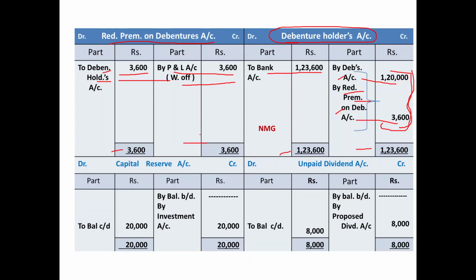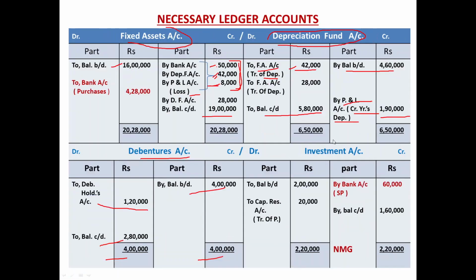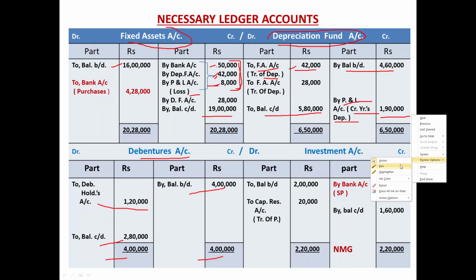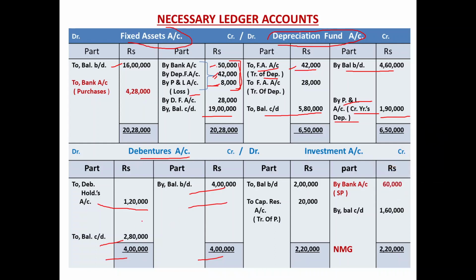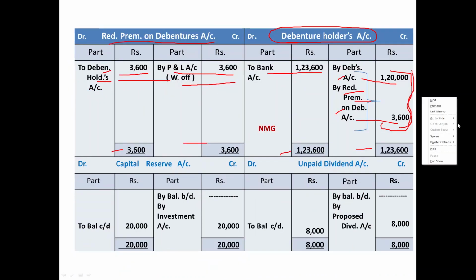So these were the three ledger accounts related with redemption of debentures for which we have passed three journal entries. Cash flow impact. Let us verify the debentures account. Nothing is there. Opening balance, closing balance, transfer 1,20,000, 4 lakh, it's over. Debenture holders account. Have a look. On the debit side, title came bank 1,23,600. It indicates cash outflow.